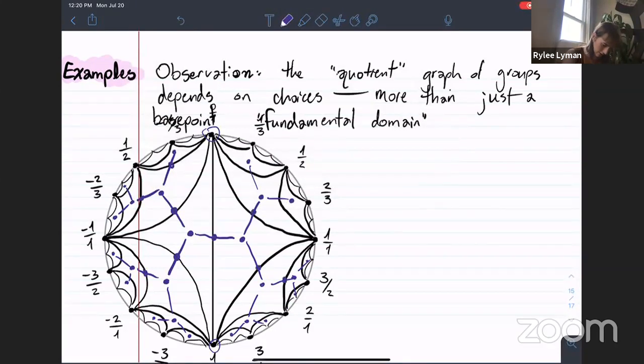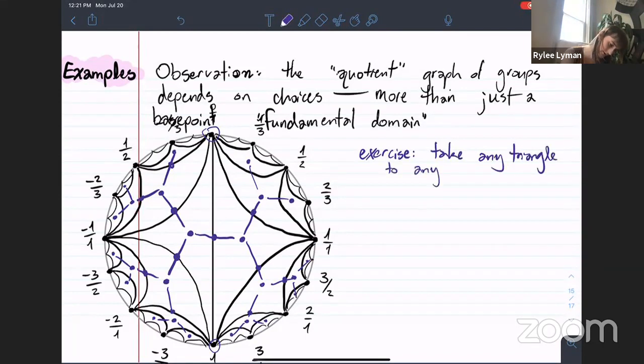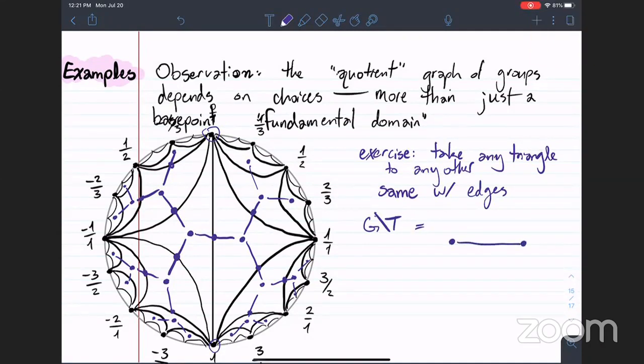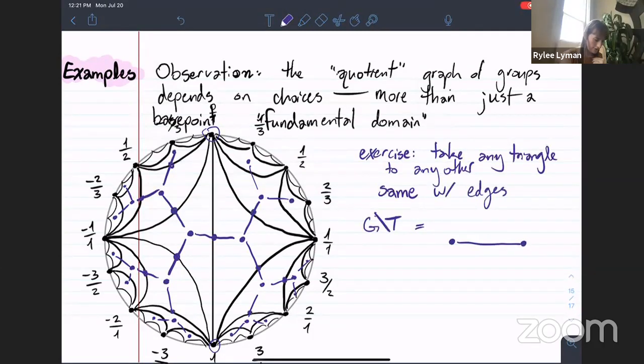Okay, so I should keep drawing them forever, but I don't have the time, so I'm not going to. So the quotient, let's think about it. I can take any triangle to any other triangle. So exercise: take any triangle to any other. And same with edges, I can take any edge to any other. So I act transitively on the set of edges. So the quotient T mod G is just a line. There will be one vertex corresponding to the midpoint of the triangles and one vertex corresponding to the midpoint of the edge.